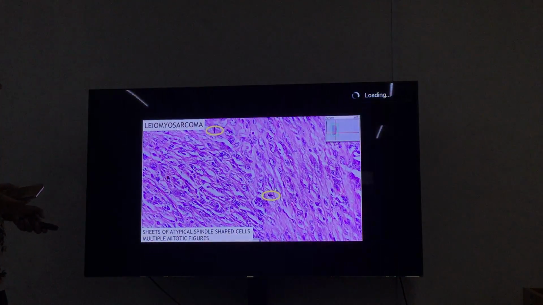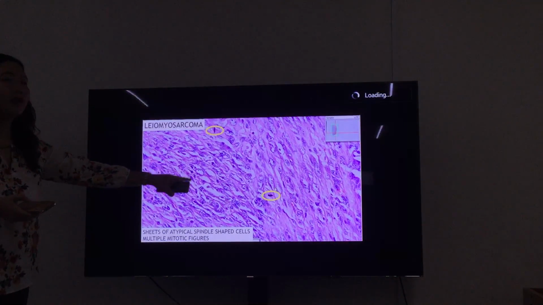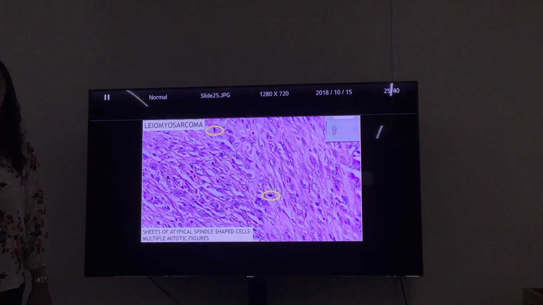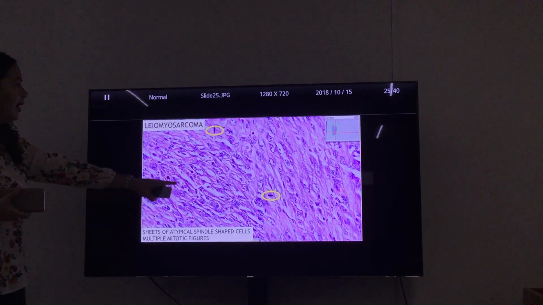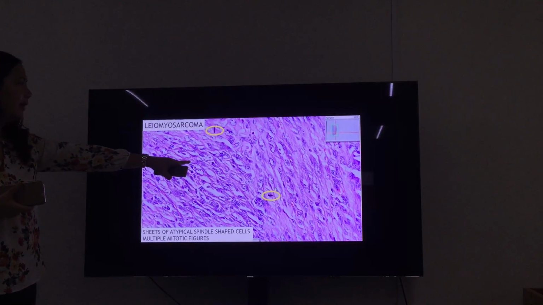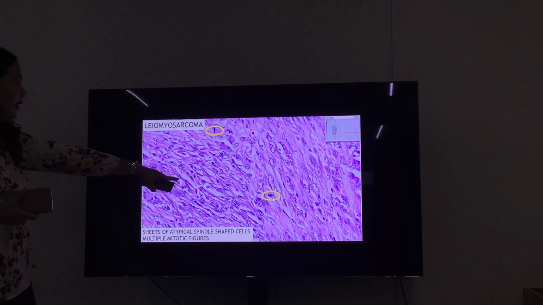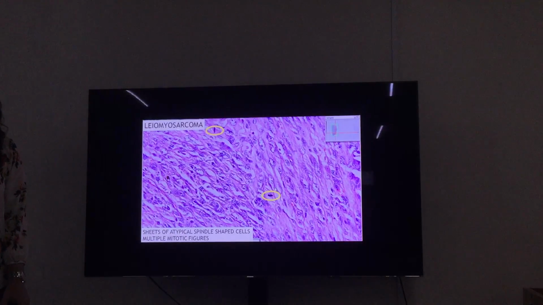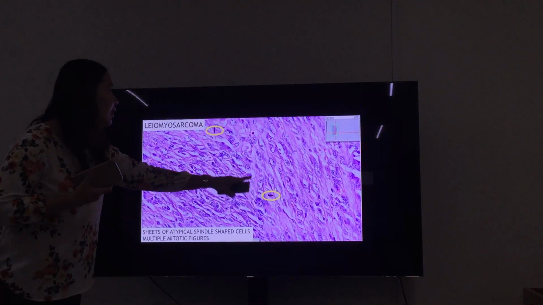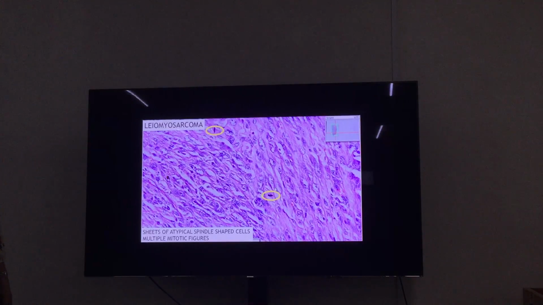Closer view, look at the nuclei. There's variation in the size of the nuclei, or pleomorphic nuclei. There are large round nuclei, some elongated nuclei, and small nuclei. So it's pleomorphic. There is also an increase in the number of mitotic figures.